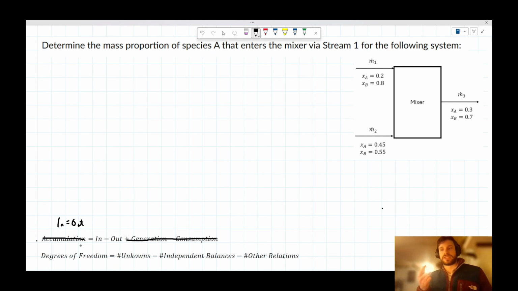The second point I wanted to cover is this idea of degrees of freedom. Degrees of freedom analysis is something that is very helpful for tackling mass balance problems, particularly as they become more and more complicated. We understand that degrees of freedom in this context means the number of unknowns, minus the number of independent balances that we have, minus any other relations that we have.